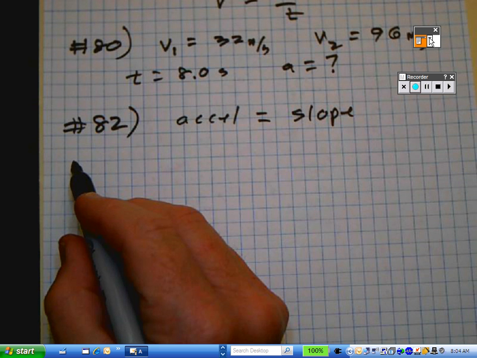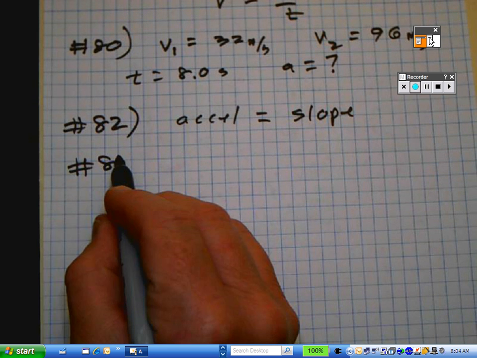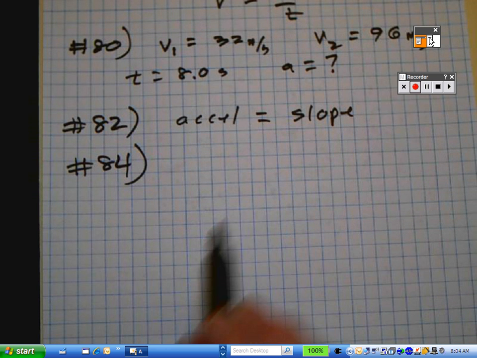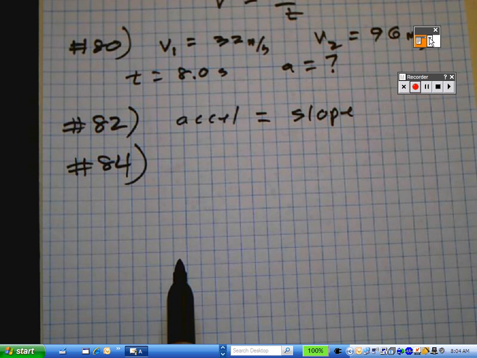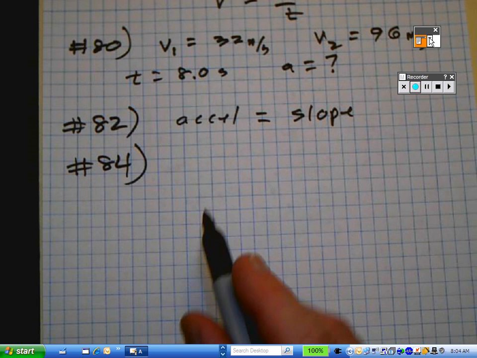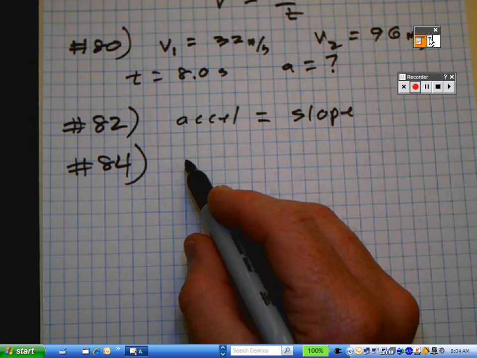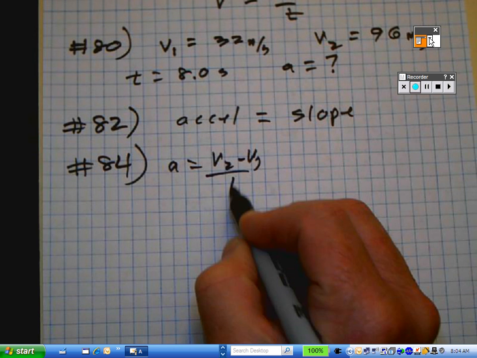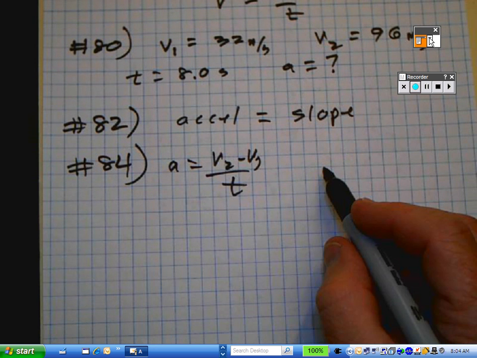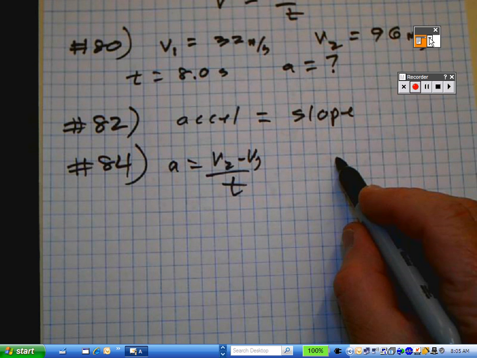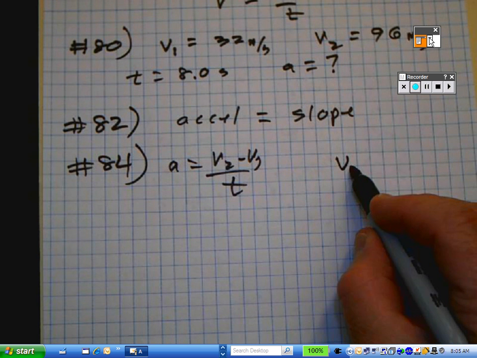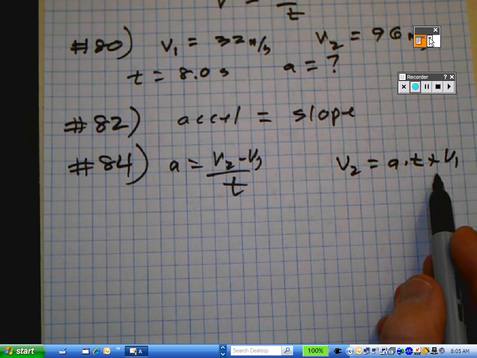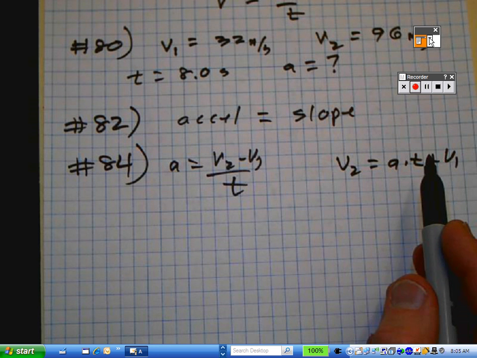Let's take a quick look now at number 84. Number 84 is asking, in this case, for the final velocity of the proton. Now there are two formulas you can use. When you write all the knowns and unknowns, you will discover that a equals V2 minus V1 over t is a very good formula. However, we solve for the final velocity so many times that the one I've given you is V2 equals acceleration times time plus V1. This is an especially useful formula here and in many problems.